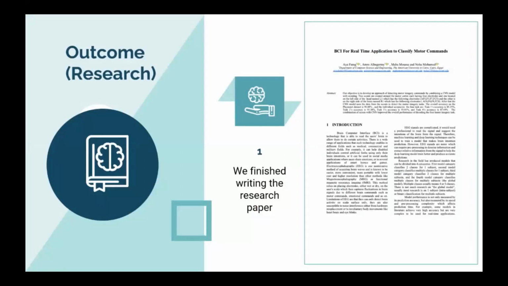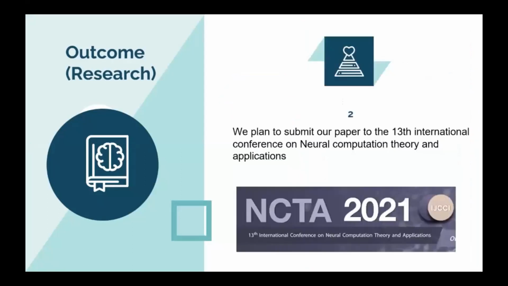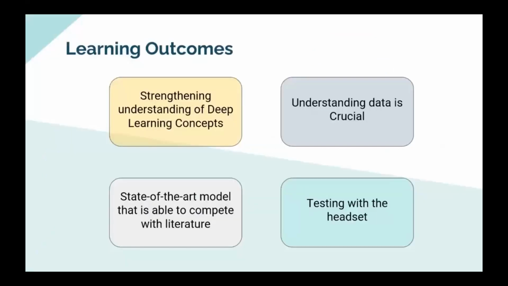Our thesis outcome is research. We're done with writing the research paper, and this is a screenshot of the first page. Our advisor, Dr. Mohamed Moustafa, has suggested some conferences through which we can publish our paper. One of these is the 13th International Conference on Neural Computation Theory and Applications. We plan on submitting our paper to this conference as it will be completely online and we wouldn't have to travel because of the pandemic.